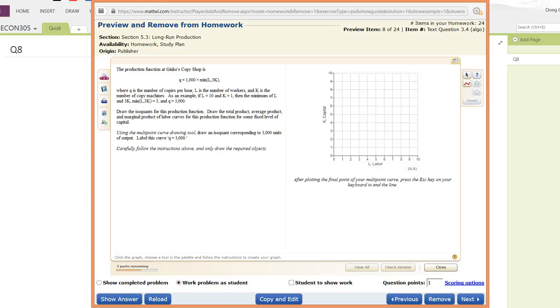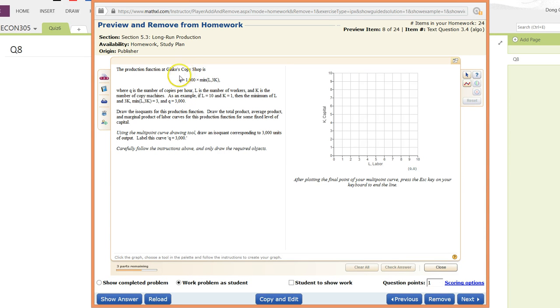This is question number 8 of homework 5, actually homework 6 for chapter 5. So the first part, the question asks us to draw the isoquant. The isoquant is the combination of the inputs which makes a fixed number of the product. And in this case, the number is said to be 3000.